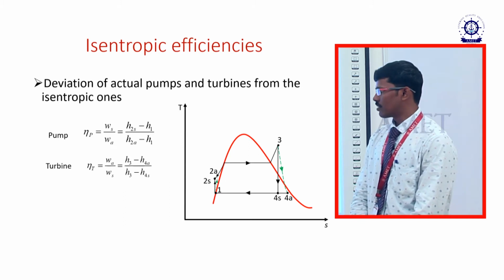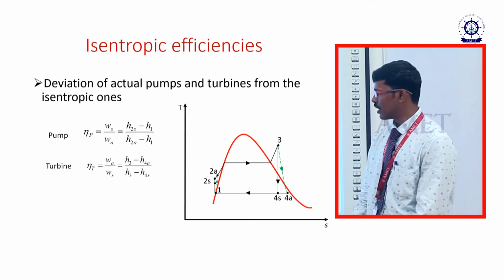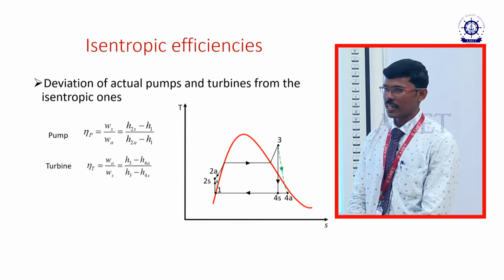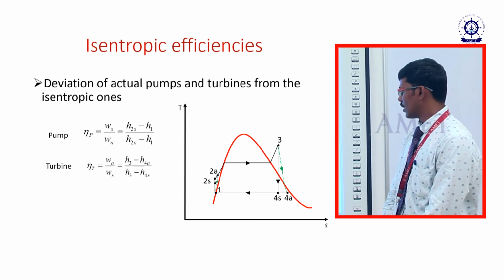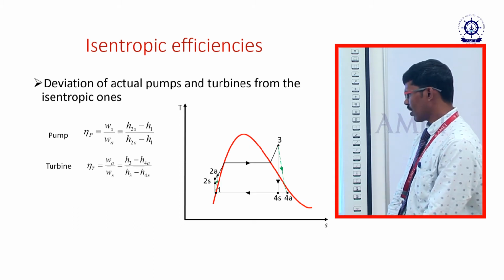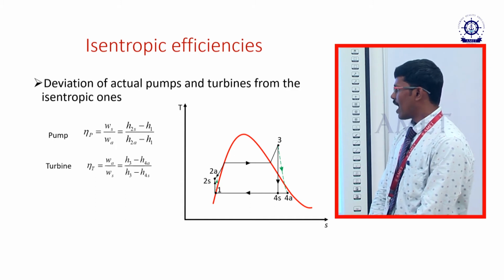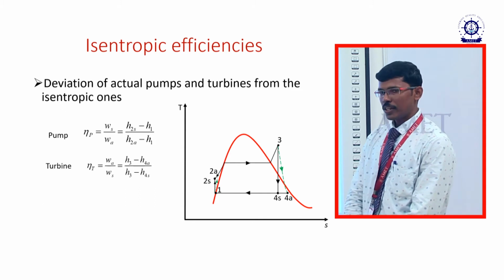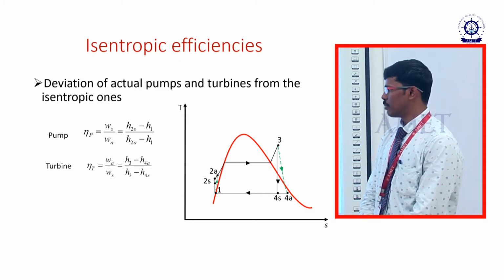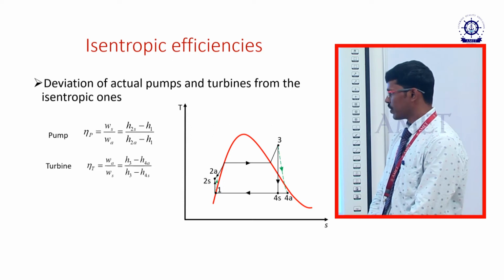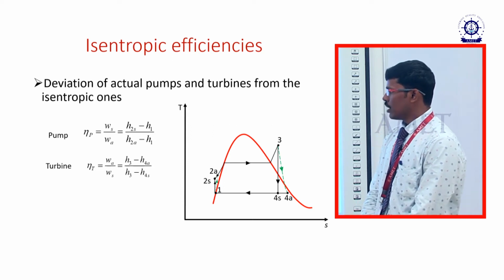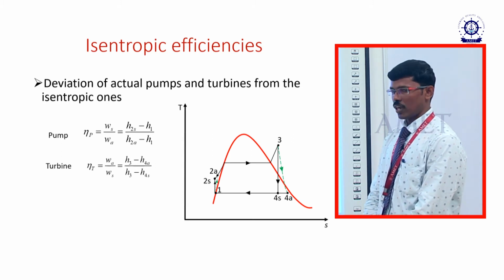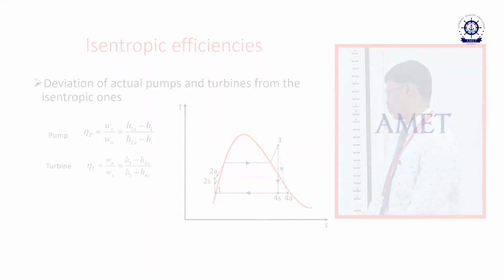So, Ws is nothing but the work output at an isentropic process, and Wa is nothing but the actual. The 2S stands for the isentropic process and the A stands for the actual process. So, for the pump, efficiency is H2S minus H1 divided by H2A minus H1. For the turbine, similarly, Wa divided by Ws, so H3 minus H4A divided by H3 minus H4S.